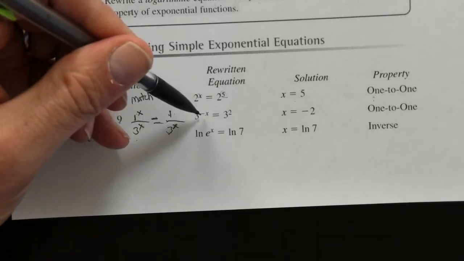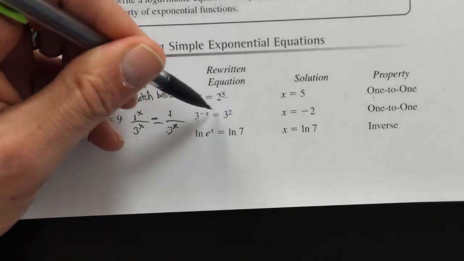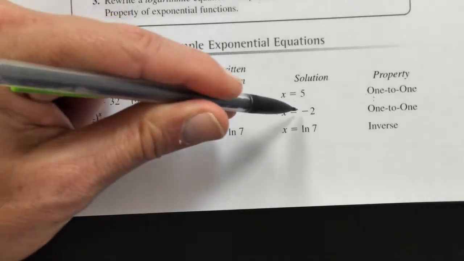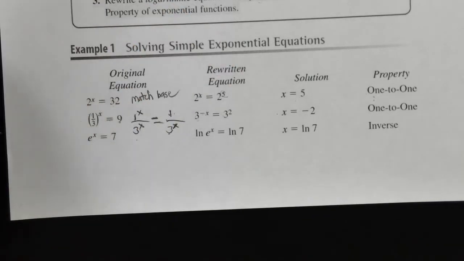Now, if 3 to the negative x equals 3 squared, then negative x equals 2. Well, if negative x equals 2, then positive x equals negative 2. There's your answer. Still the one-to-one property because we made the bases match.